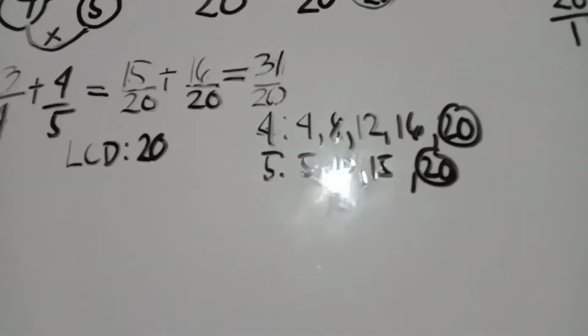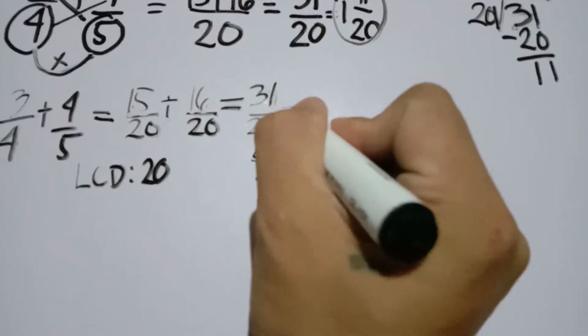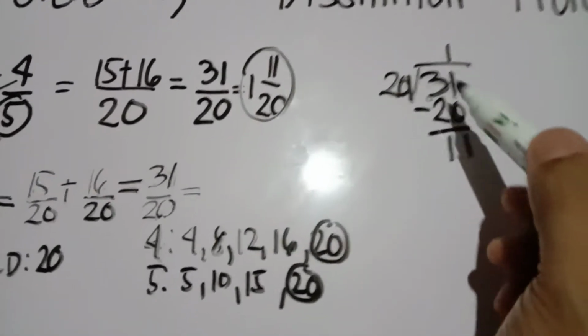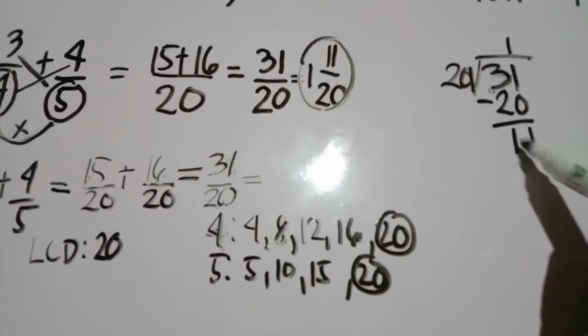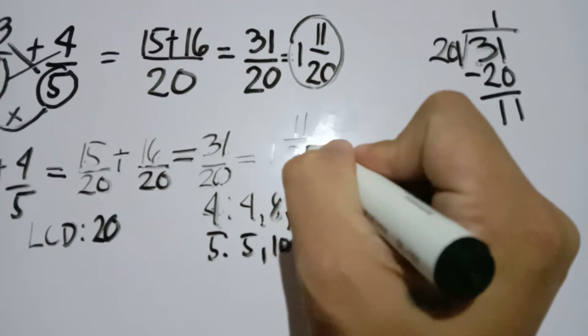So again, 31 over 20 is an improper fraction. So we are going to change 31 over 20 to mixed numbers. So by dividing, so 31 divided by 20, so we have here 1 and 11 over 20. So 1 and 11 over 20.